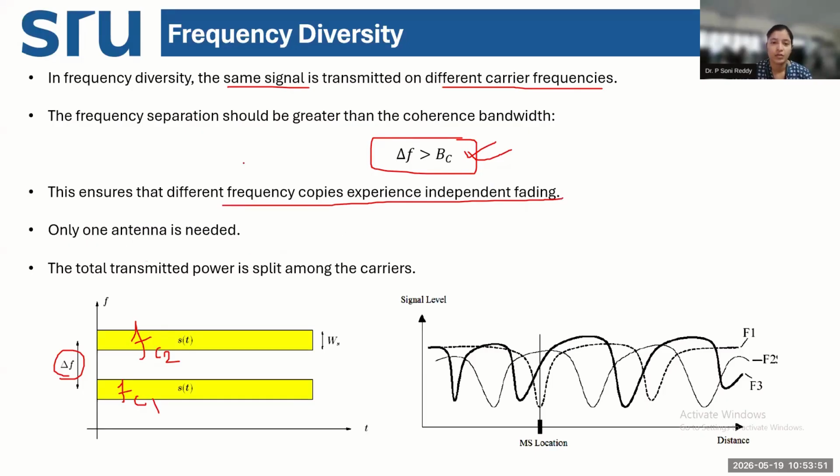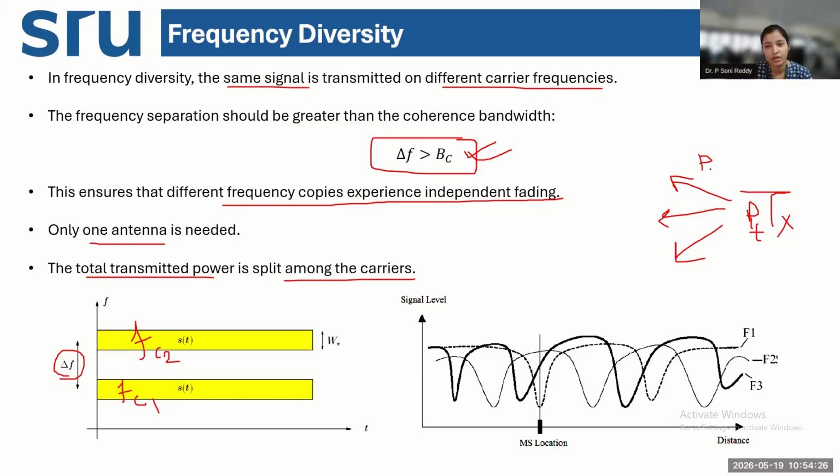In frequency diversity, we are using only one antenna, but we are using different copies of the carrier signal. Different copies of carrier signal means a single antenna. A single transmit antenna is generating multiple copies. That means power is actually split into different components. Suppose I'm generating three components, so three carrier frequencies. Three carrier frequencies means the total power, that is my transmit power PT, is being split into P1, P2 and P3.